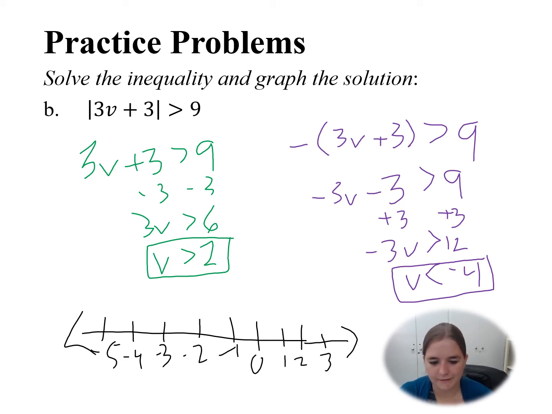For the first half, I see that v is greater than 2. Open circle, because I don't have that equals piece. The other half, I have v is less than negative 4. Again, I have an open circle, and everything smaller than it. Another graph that shows me the distance is greater than these two pieces.